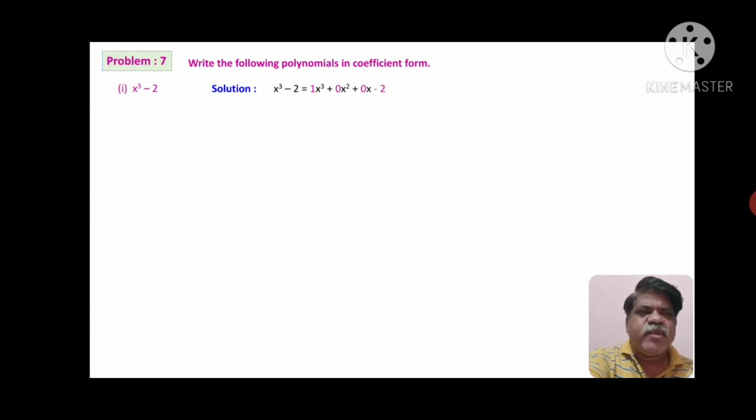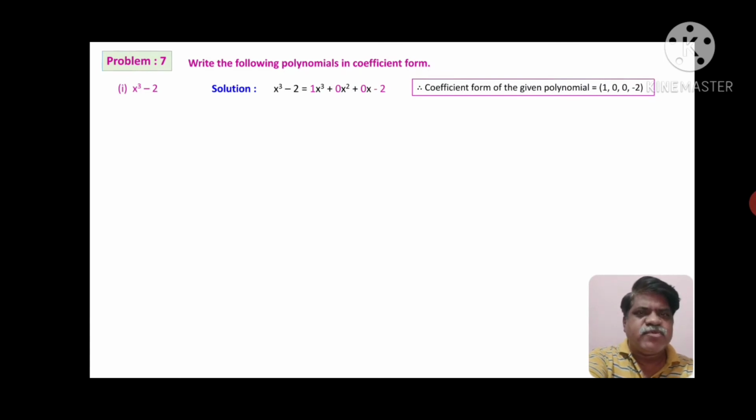x cube has the x variable in decreasing order of their indices, that is x cube, then x square, then x. Therefore the red color shown gives you the coefficients of the given polynomial. So the coefficient form of the given polynomial will be 1, 0, 0, minus 2.